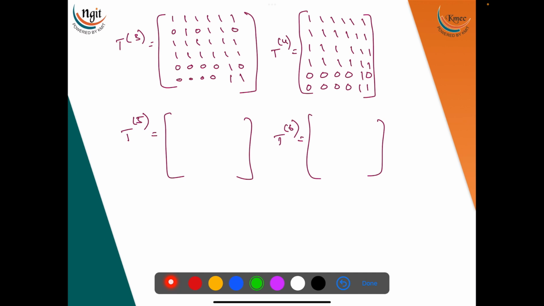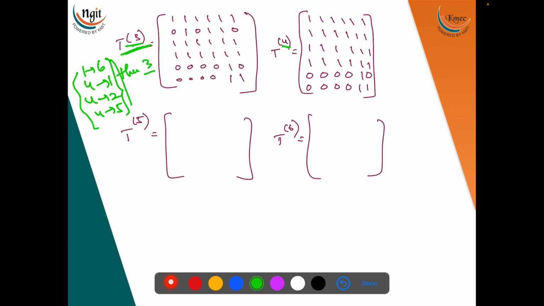Now we'll find it out with the third vertex, then the fourth vertex. When you find the transitive closure through the third vertex, you can make these reachability entries: 1 to 6, 4 to 1, 4 to 2 and 4 to 5. For all of these, you have to take the intermediary vertex which is 3, and all these values are updated in the T3 matrix as 1.